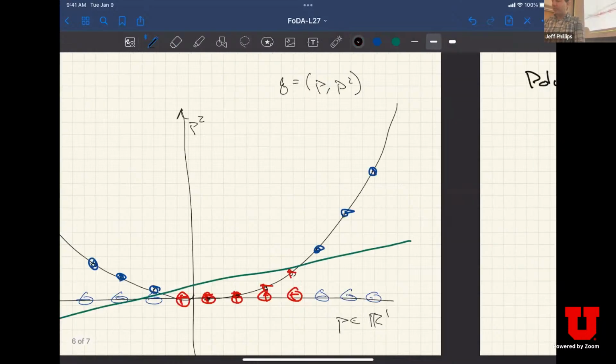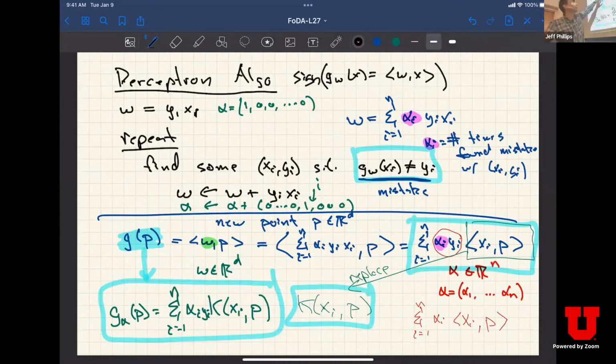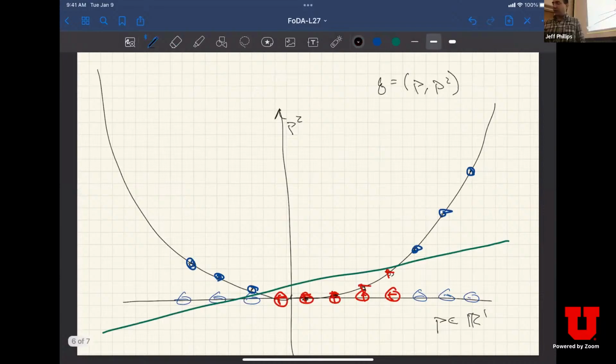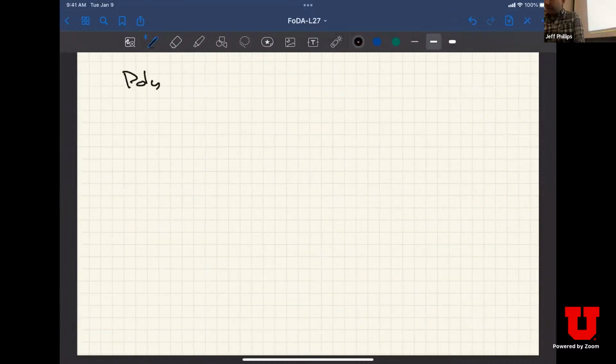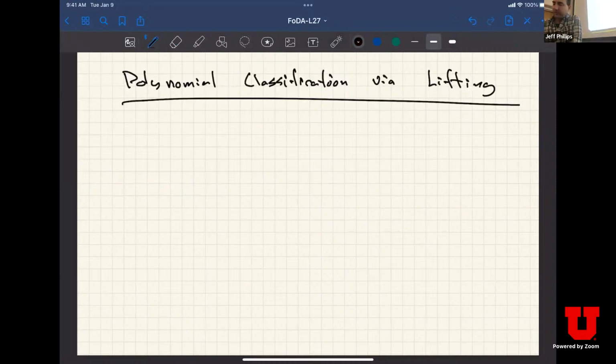So the first way of doing polynomial classification is to use the polynomial kernel with the kernel perceptron. I will get a classifier that might implicitly look like this. But I can also do polynomial classification via this lifting.